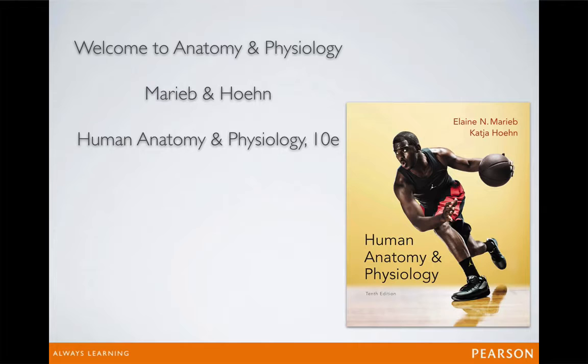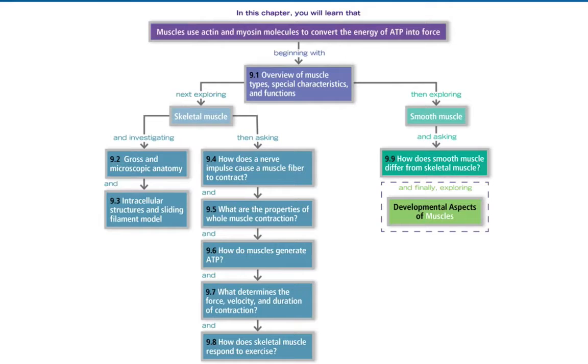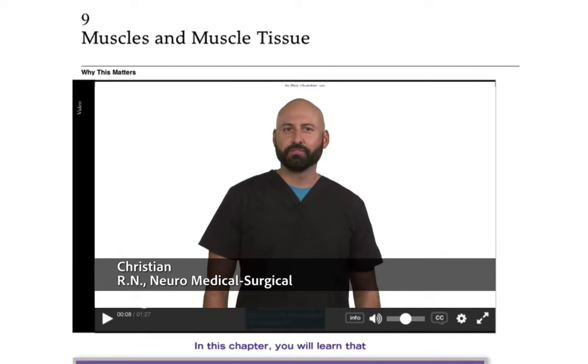Your professor has chosen Marieb and Hoehn's Human Anatomy and Physiology, the most widely used and trusted A&P textbook and technology for you. There's a lot to learn in A&P, but to help you with comprehending it all, each chapter begins with a visual roadmap like the one you see here to help you process this information in an easy to understand way.